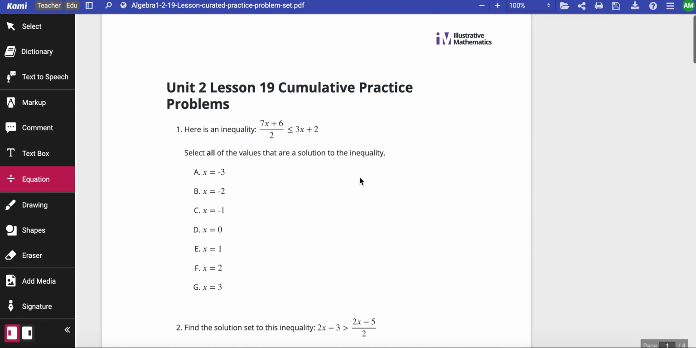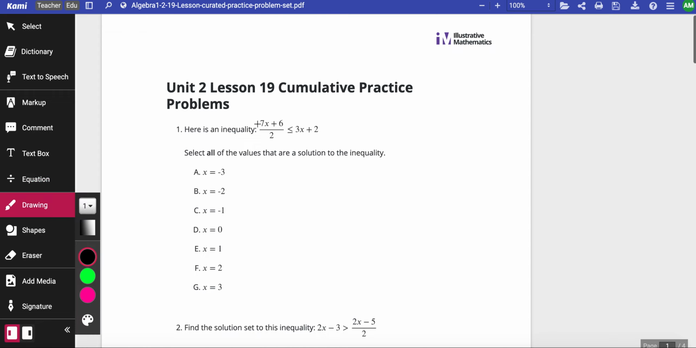Lesson 19 practice. I'm going to go over 1, 2, 5, 9, and 10. So on this first one, you can either plug these numbers in for x and see which ones make it true, or you can just get x by itself and solve the entire inequality. I'm going to show you how to solve the entire inequality.